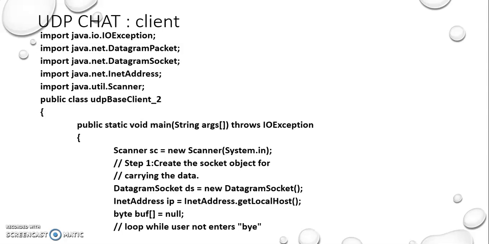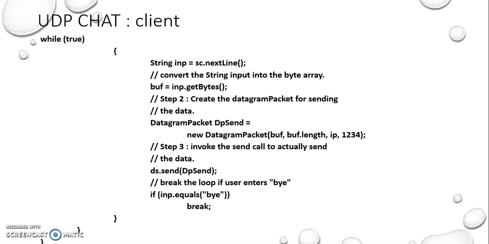Then byte buf equal to null. So we are initializing the byte data array to null. So we have to receive the data as bytes only. Then we enter the loop. The first data is going to be received as a string input, sc.nextLine, that is the scanner object dot nextLine. So you are reading the data. Then it is received in buf, that is the byte buffer.